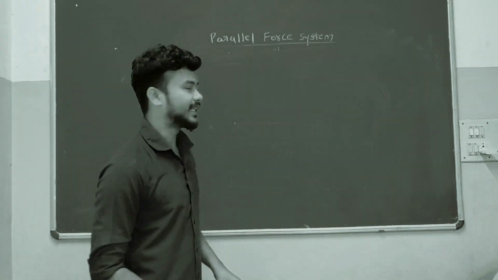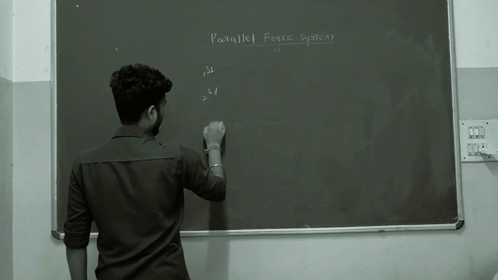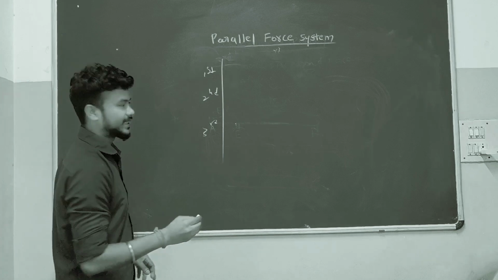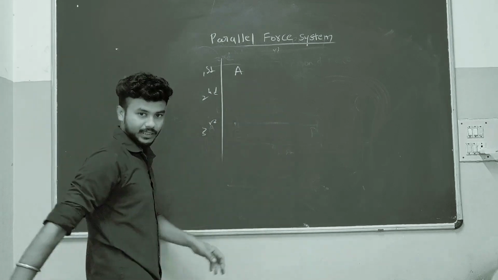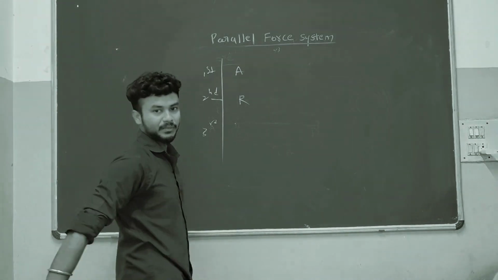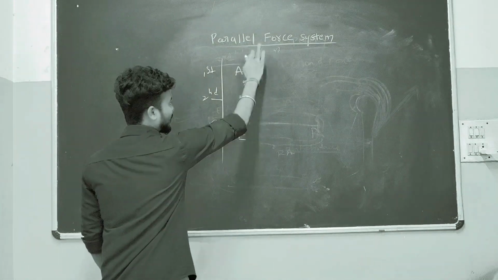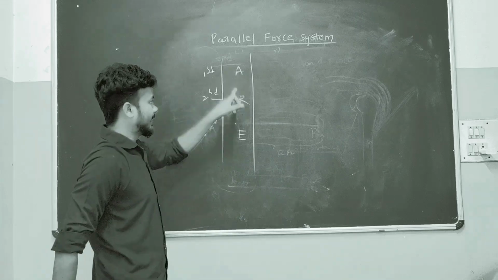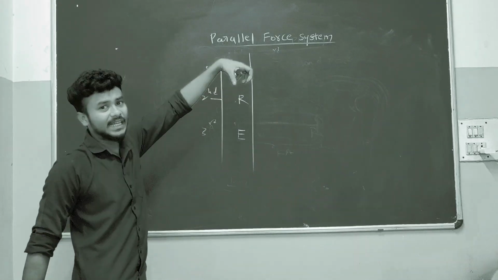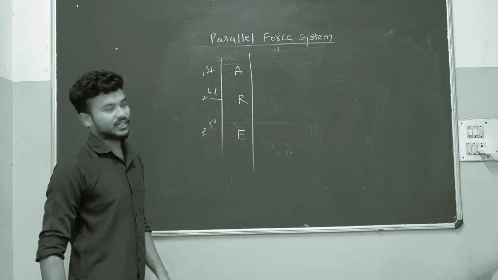Now we will see the three levers together: first order, second order, third order. In the first order lever, the axis, nothing but the fulcrum, will be in the center of the lever. In the second order, the resistance will be in the center. In the third order, the effort will be in the center. So the mnemonic is ARE, A R E. First order lever, the axis will be in the middle. Second order lever, the resistance will be in the middle. Third order lever, the effort will be in the middle.